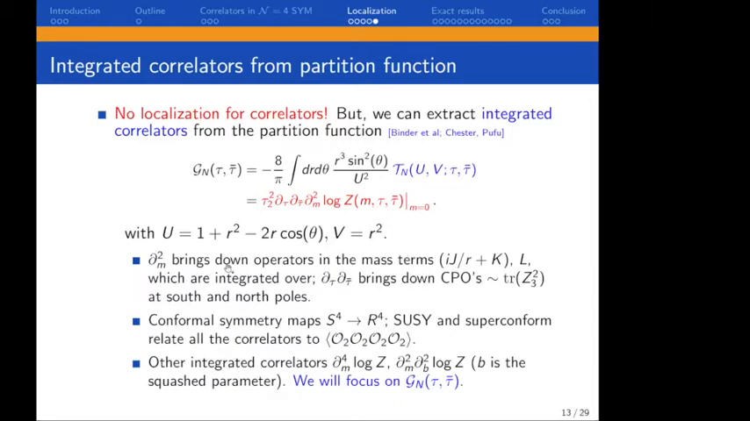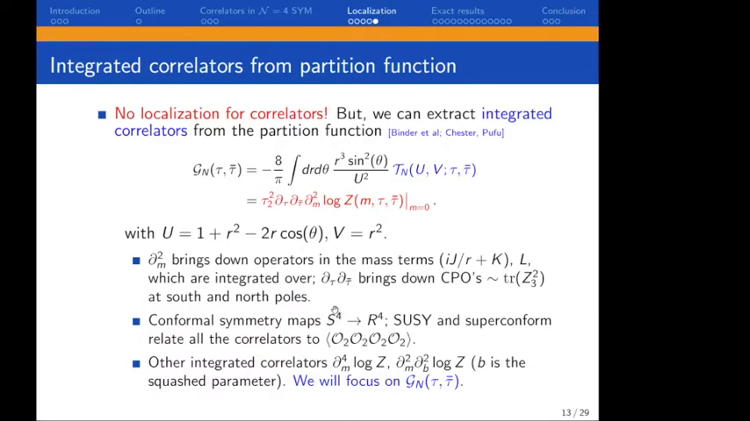Let me say a little bit in detail. When you take a derivative with respect to mass, because I introduced this mass term, you bring down the operators associated with it. Those operators are integrated because they come from the Lagrangian, from the action. Then you take a derivative with respect to tau, and you bring down two additional operators. They actually sit at the south pole and the north pole of the sphere. Therefore, this has something to do with four-point correlators.